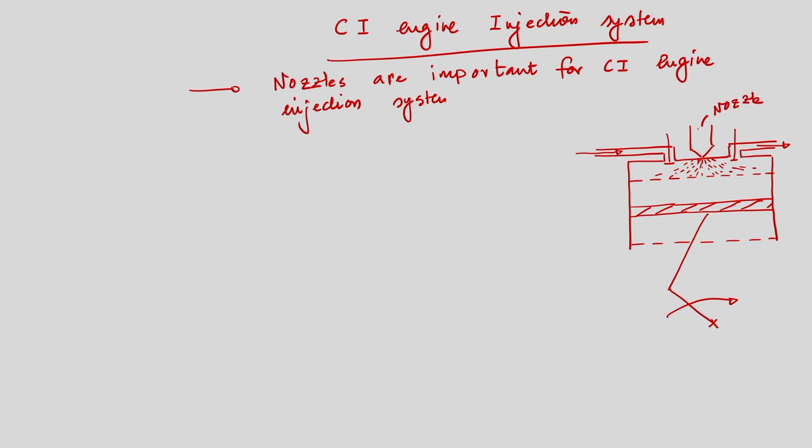Now, question is, if we do not provide a nozzle, then we can only supply fuel in a droplet pattern, but supplying fuel into the cylinder in a droplet pattern will have a few problematic features that we need to know.